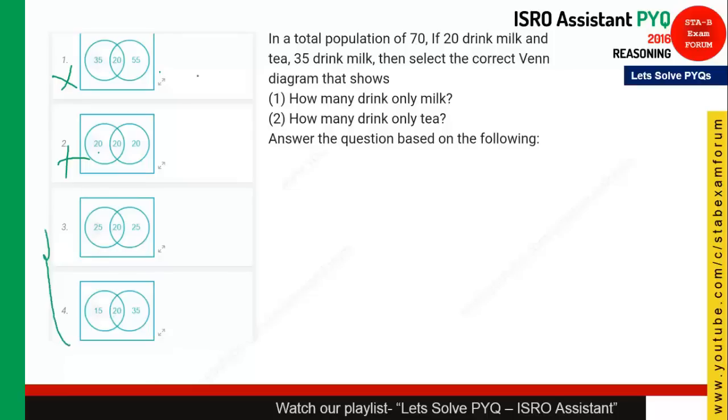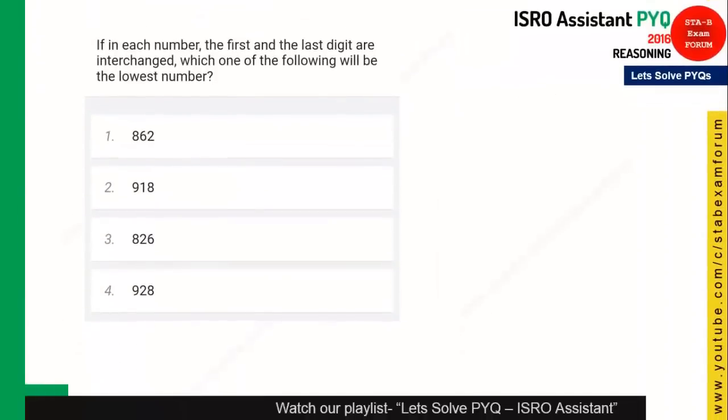Okay, so let's see, read the next statement. If 20 drink milk and tea, okay, so both have this common as 20, so it is right. 35 drink milk. Okay, so if you see this as 35, so this means they are only drinking milk, so this represents 35, and the remaining this much drink only tea. Okay, so option 4 seems to be the valid one. Okay, so option 4 is the right answer. Let's see the next question.